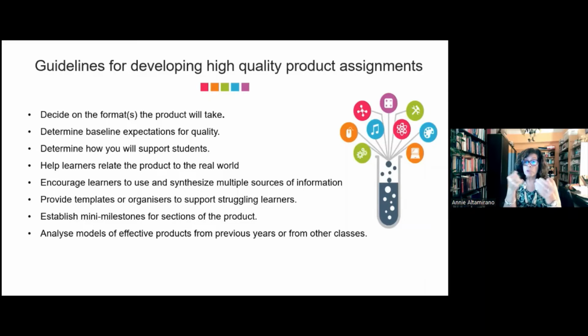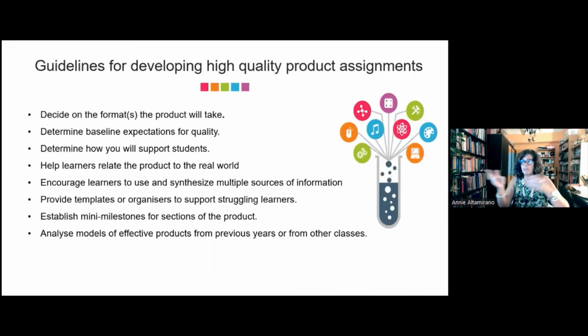Also encourage them to use and synthesize multiple sources of information. And this doesn't mean that it's going to be English only. If students are doing a project about their own country, and most of the information is in the learner's own language, let them use those sources. But then the product will have to be in English. So they will have to process the information, synthesize the information, and render the information in English.